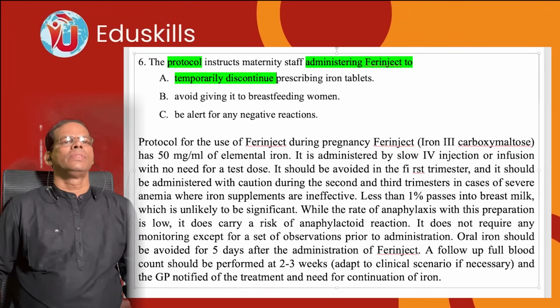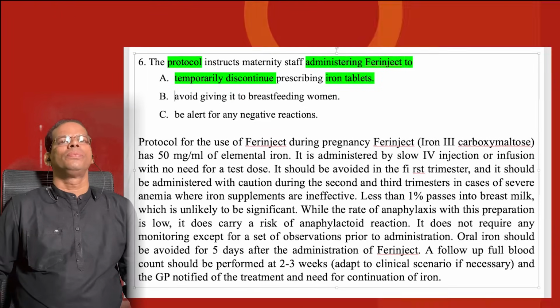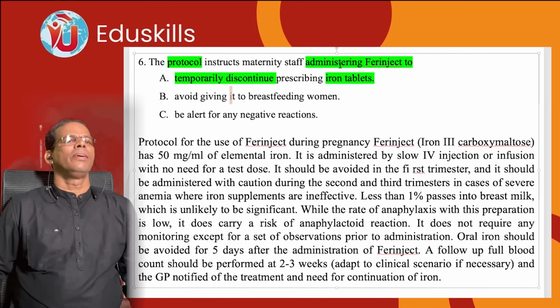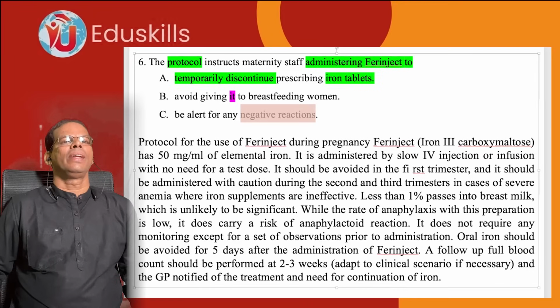Next, avoid giving it to breastfeeding women. Giving it means what? Injection. Ferinject, right? Yes. Should not give it to breastfeeding women. Be alert for any negative reactions.